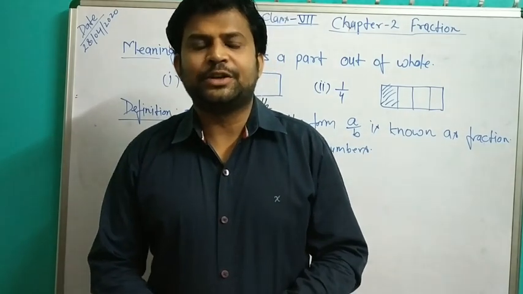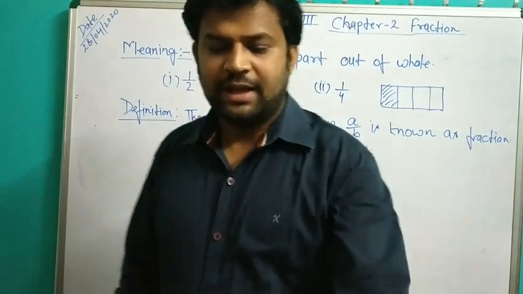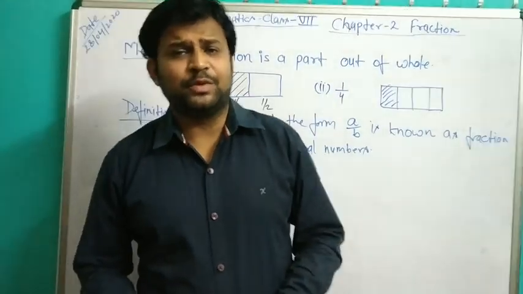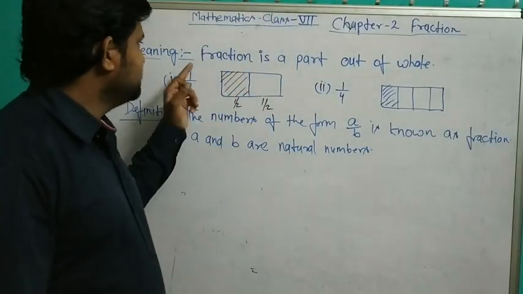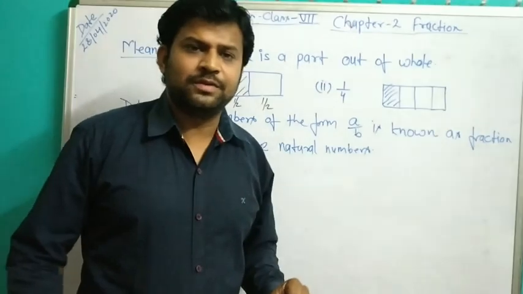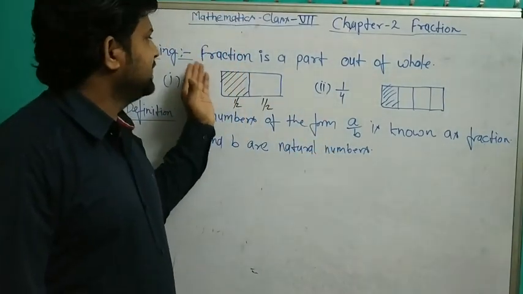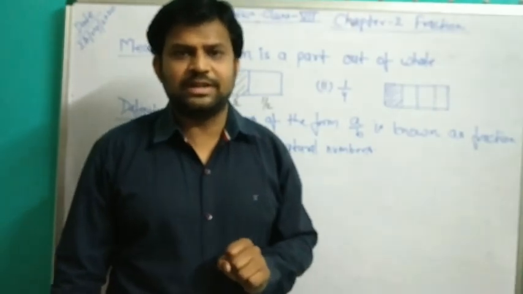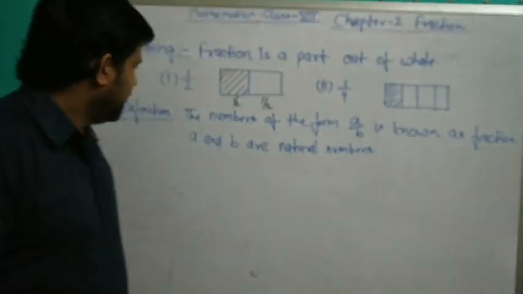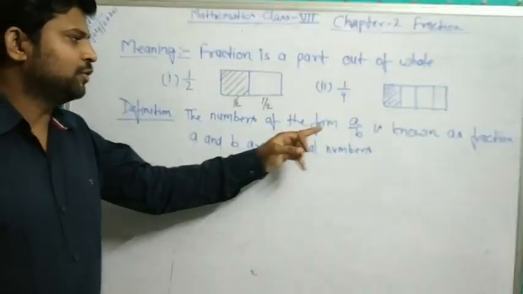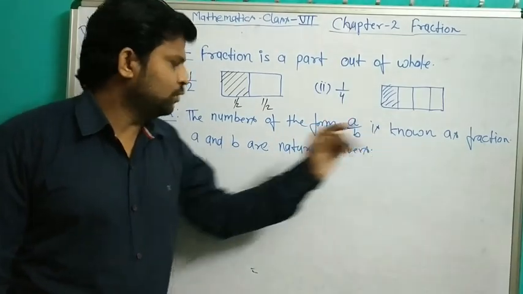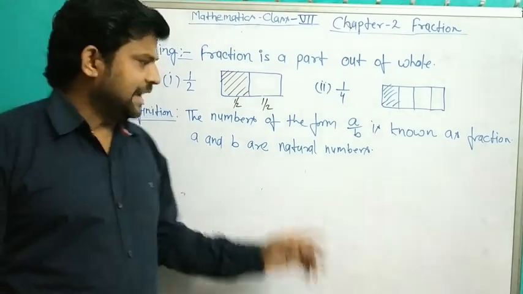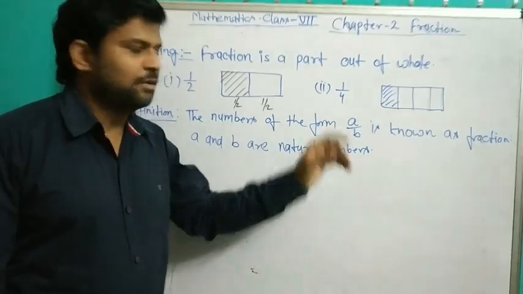I am going to start your new chapter, fraction, and you know very well about fraction, its meaning and definition both. The meaning of fraction is a part out of whole, or we can also say that fraction is a part of whole. And the definition is: the numbers of the form a upon b are known as fractions, where a and b are natural numbers.